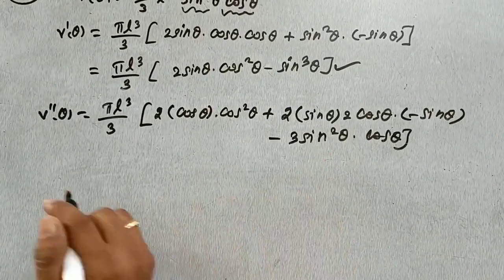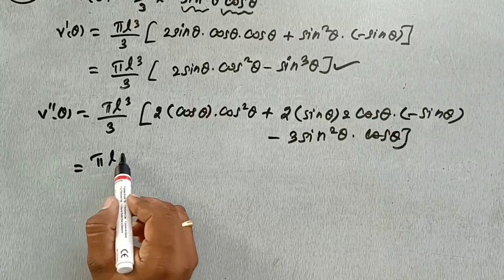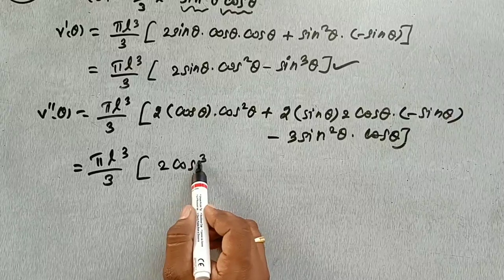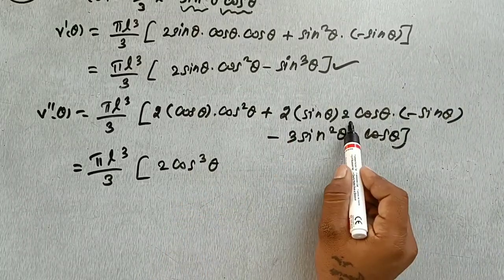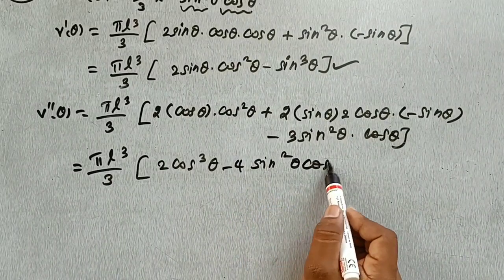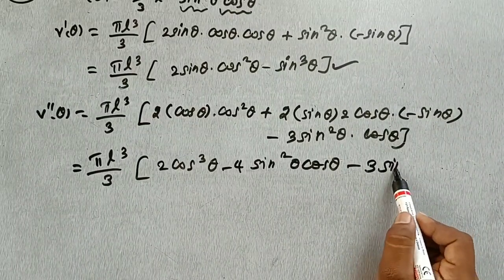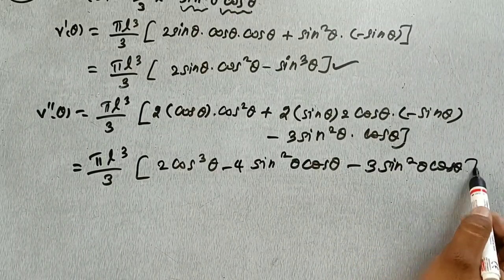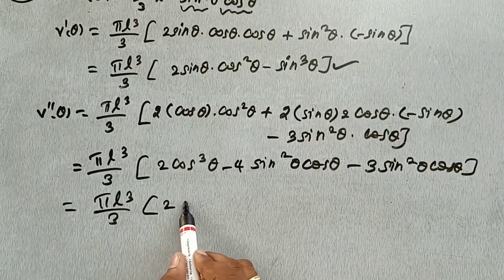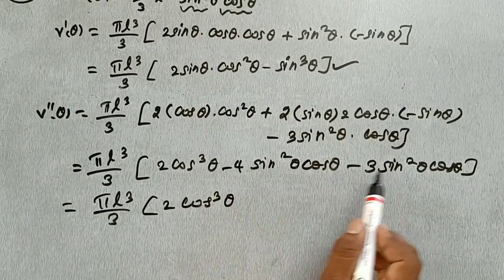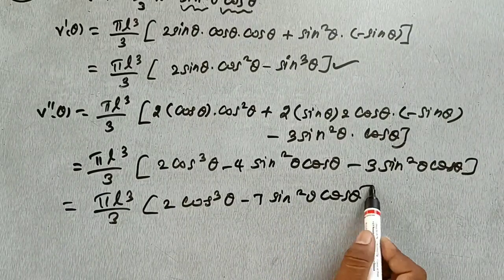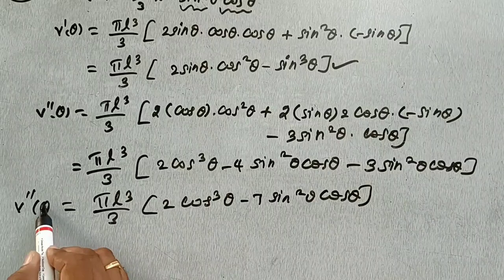Now we'll simplify this. So we will get outside pi L cube by 3. This will be 2 times cos cube theta. 2 into 2 is 4, minus 4 will come. So minus 4 into sin square theta cos theta, already minus 3 into sin square theta cos theta will be there. So pi L cube by 3 into 2 times cos cube theta, adding these two we will get minus 7 times sin square theta cos theta. This is the value of V double dash of theta.